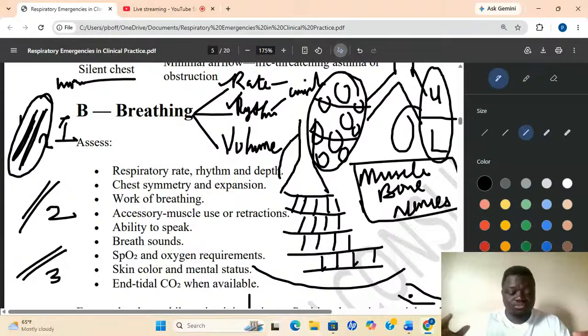Now the volume, that is the depth, the volume.